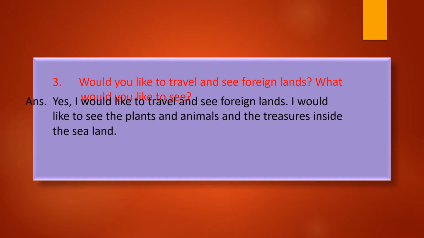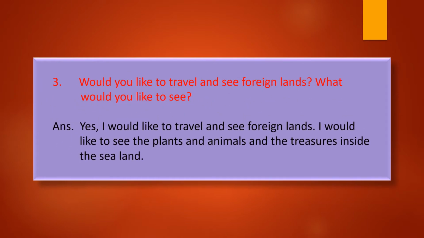Here is our answer. Yes, I would like to travel and see foreign lands. I would like to see the plants and animals and the treasures inside the sea land. So children, this is what I wish, right? But here you can write your wishes as well. Okay? Yes. So you all have to learn and write all these question answers very neatly in your mulberry copy. Okay?